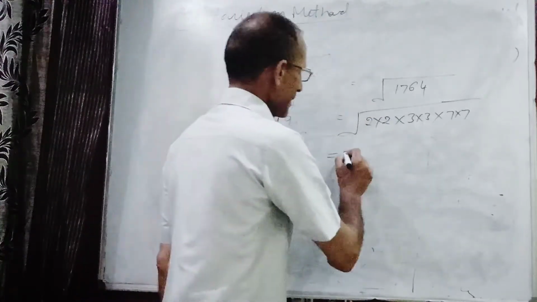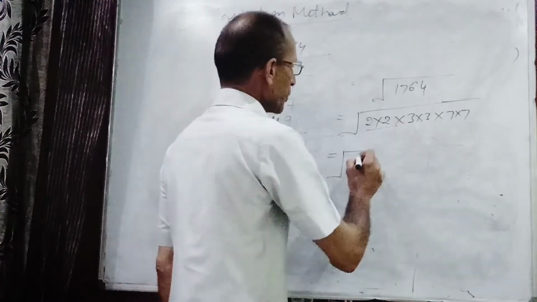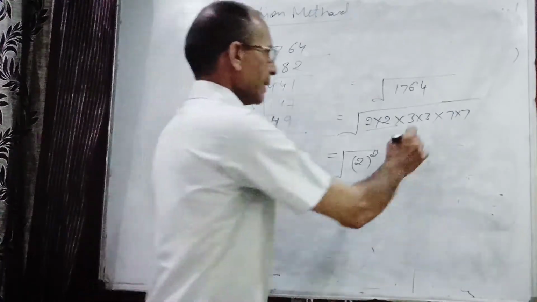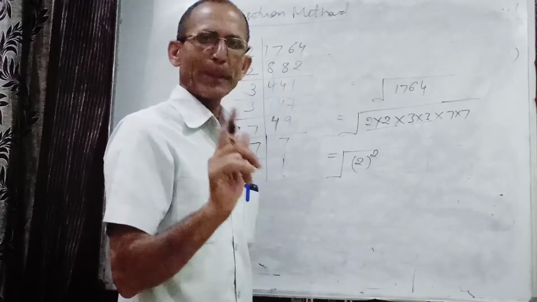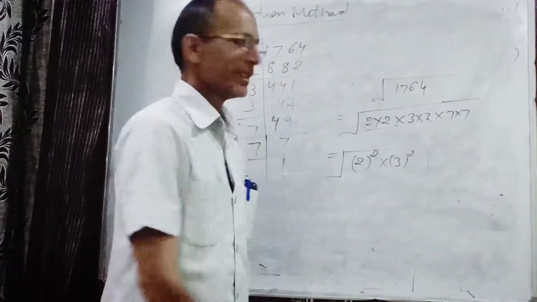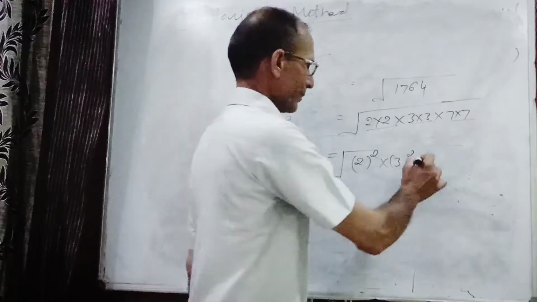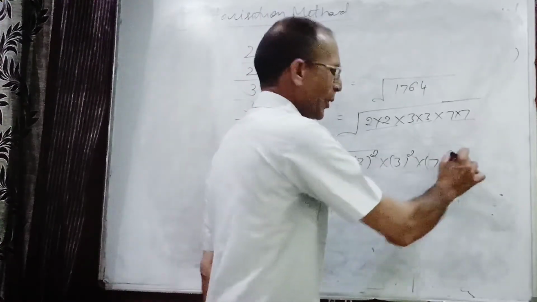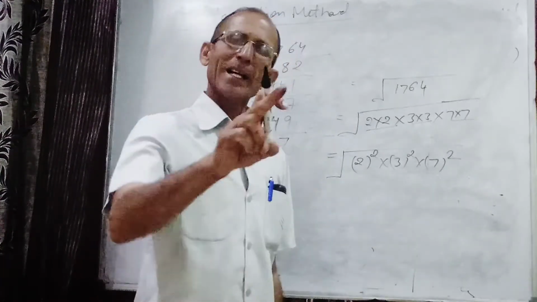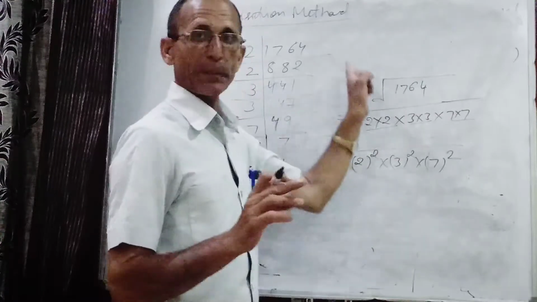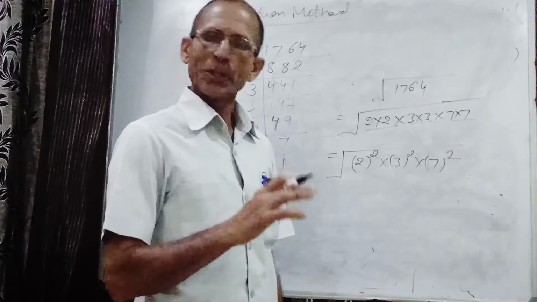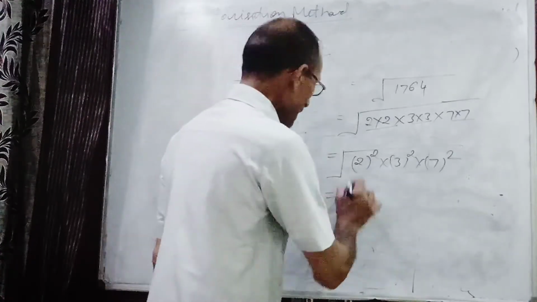Next, 2 square, because 2 is multiplied 2 times. This is 3, 3 also making a pair, so 3 square. 7 also making a pair. Yesterday I told you, if all the prime factors are in pairs, then the given number will be a perfect square. This is also a perfect square because all the factors are in pairs. There is nothing unpaired.